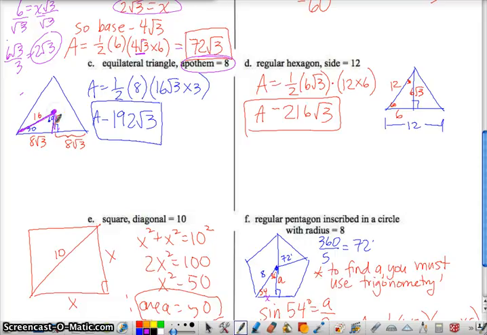This length is 8. Well, knowing my special case triangle, if the side opposite 30 degrees is 8, this is 16, this is 8 root 3, plug into the formula, and that's it.